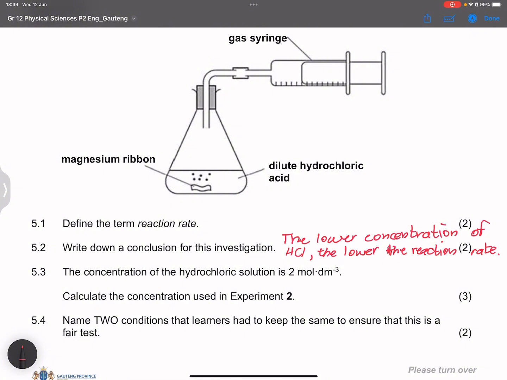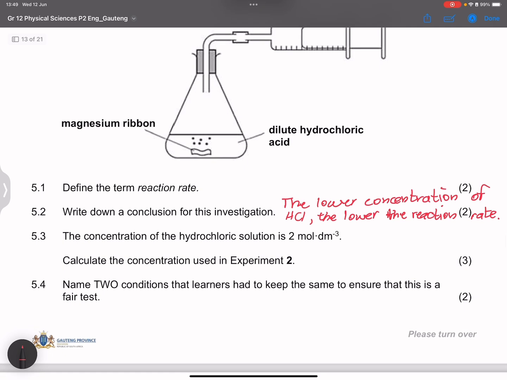All right, now for the next question, they say the concentration of hydrochloric acid is 2 moles per cubic decimeter. They say name 2 conditions that the learners had to keep the same to ensure that this is a fair test. Now, please remember, guys, to ensure that it's a fair test, everything else must be kept the same. So there must only be one independent variable. So concentration is the independent variable. So 2 other things that we need to keep the same is the temperature.